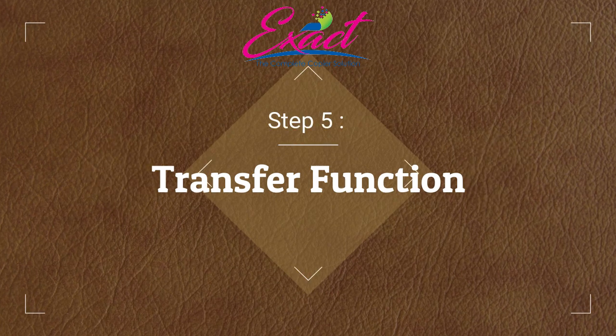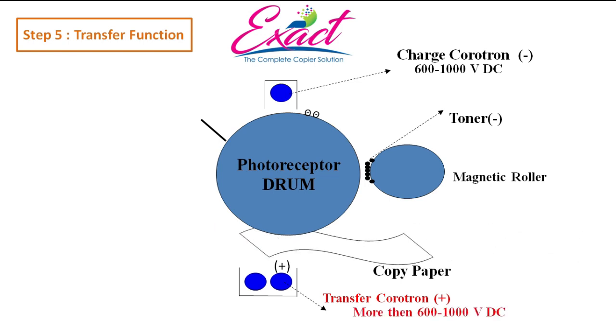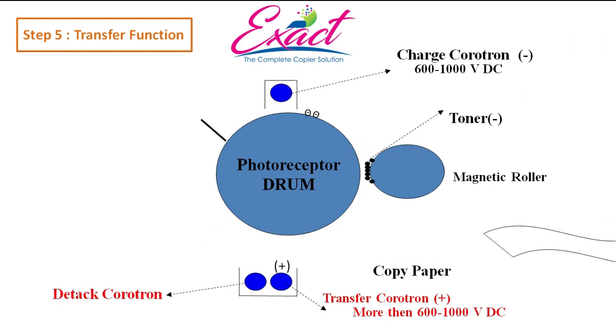Step 5. Transfer function. In this step, the copy paper is positively charged with the help of the transfer corotron. The toner image from the photoreceptor is transferred onto the paper. The charge must be strong enough to overcome the powders attracted to the photoreceptor. The detack corotron applies a uniform charge to the underside of the paper to neutralize the post-transfer charge. This decreases the electrostatic tacking forces, enabling the paper to self-strip during separation.